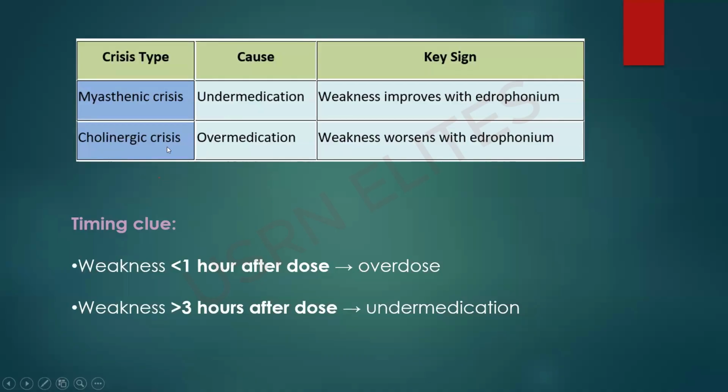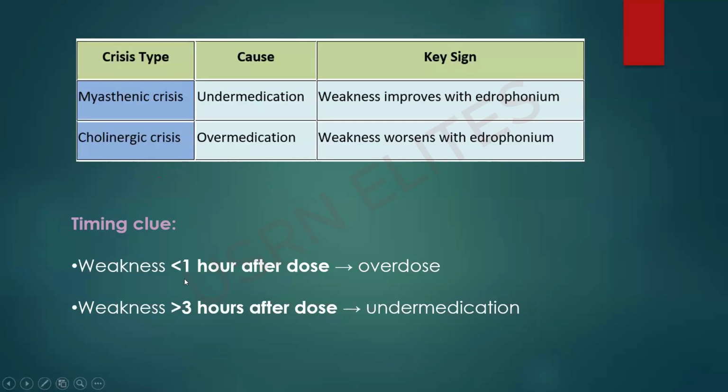Now look at cholinergic crisis. In cholinergic crisis, you already have more of the acetylcholine there. So when you give more acetylcholine, you worsen the whole situation. So you see the weakness worsening most of the time. Normally you see the weakness worsening or you see no change at all.